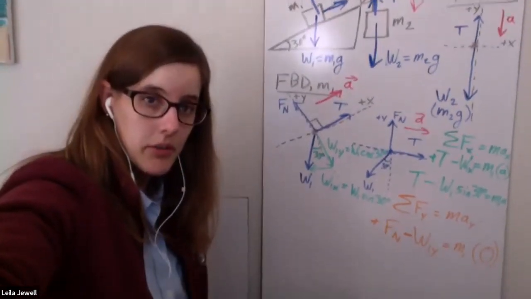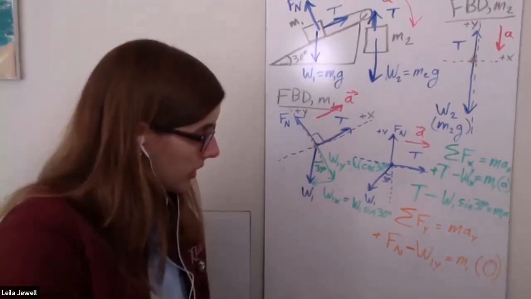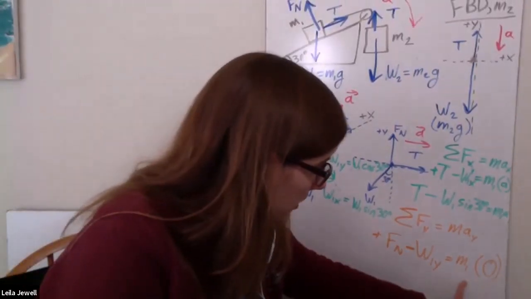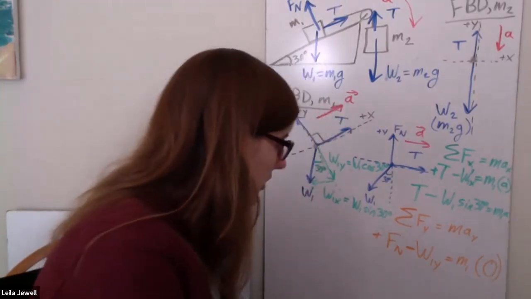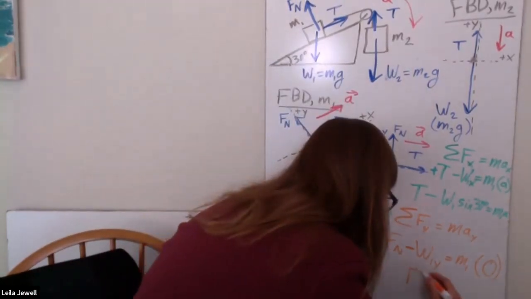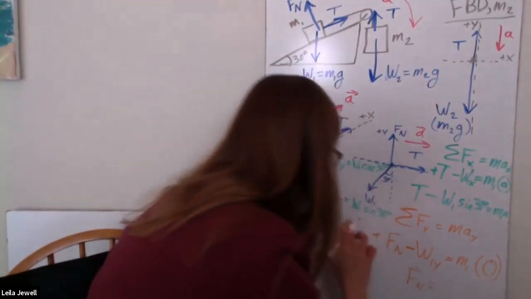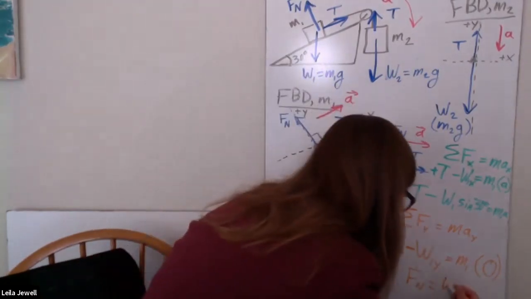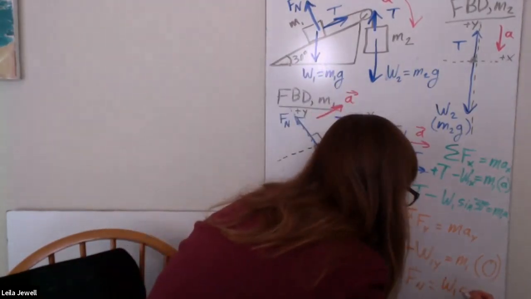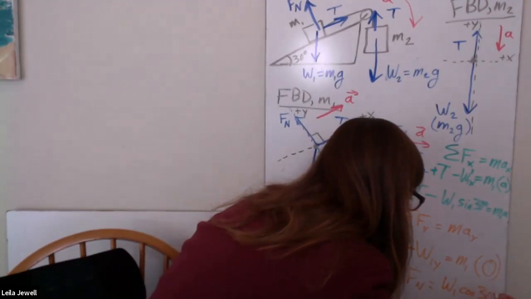Let's angle down so we can see a little more. That means the whole expression on the right is 0. I can add the weight to the other side, and we get that the normal force is equal to W1y, which is W1 times cosine of 30 degrees.